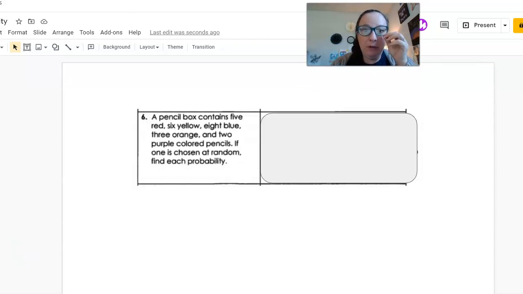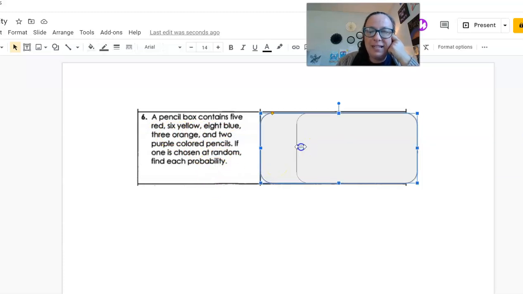Here's just an example you don't have to do a note card on, but it tells you about a pencil box. It contains 5 red, 6 yellow, 8 blue, 3 orange, and 2 purple colored pencils. If one is chosen at random, find each probability.